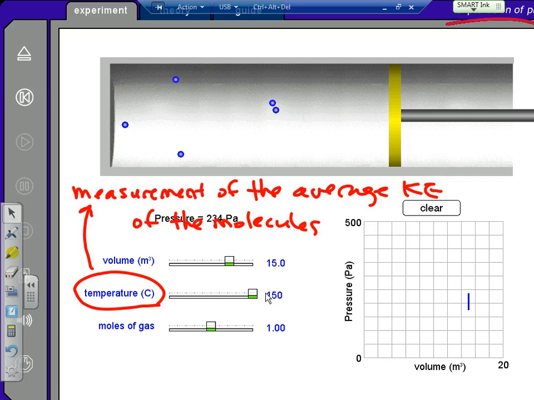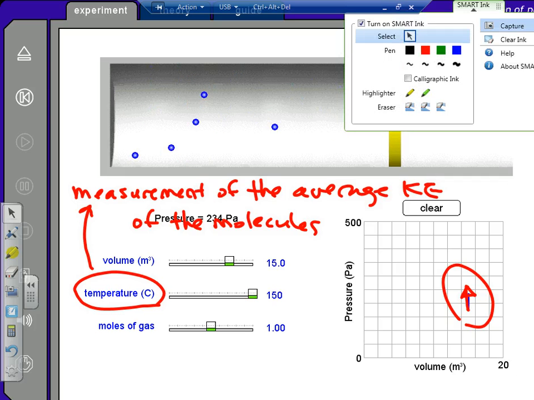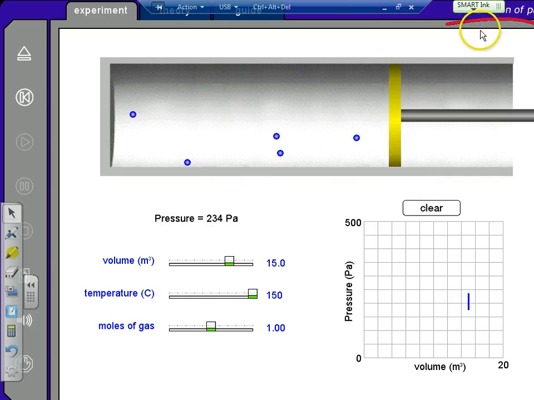Well, as you see, the molecules are now moving faster than before. They're bouncing off the walls more often than before. So as the temperature increased, we can see over here in the graph that the pressure increased as well. The volume was held constant, which is why the line went vertical, but there's clearly a direct relationship between the pressure and temperature.